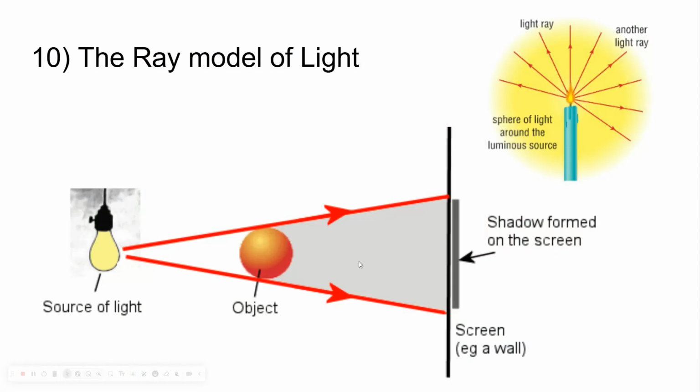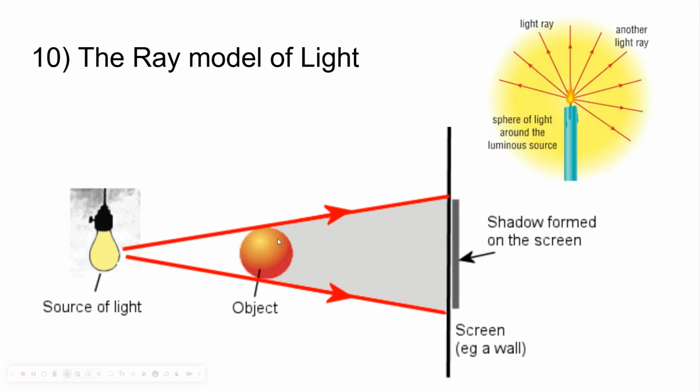Okay, the ray model of light. The ray model of light states that light travels in rays, and we can think of rays as straight lines. The proof that supports this model is that when we have an object in the path of light, it leaves a shadow on the wall, okay? And because the shadow is the exact same outline as the object, we can see how the light is traveling in a straight line, okay?